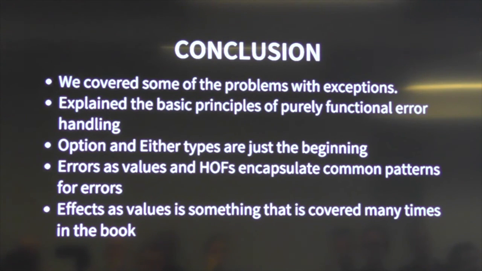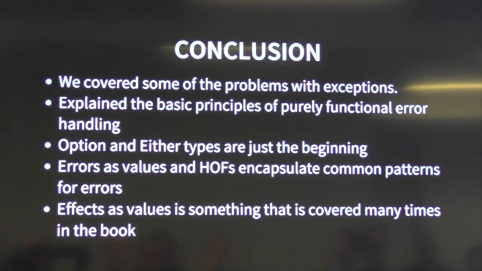So we've covered some of the problems with using exceptions. You can't really rely on type signatures anymore if you've got exceptions. So much easier if we just turn them into values, and then we've got all of the tools we need to deal with them. Covered some simple cases of handling purely functional errors. Showed off the option and either types a little bit. They're really just the beginning. The chapter's good in expanding on those and drilling them, but there's, again, like the functional data structures, plenty of opportunities and interesting types out there.